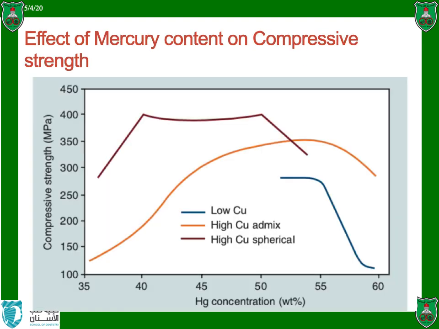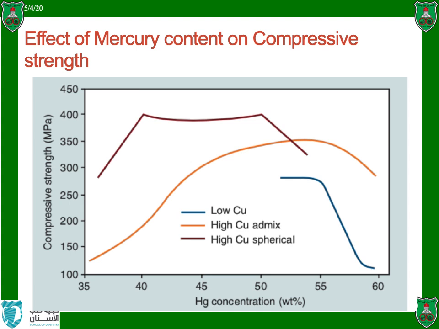Also the mercury content. We spoke about how much mercury we need for the different types of amalgam last time, either the conventional or the low copper, the high copper admixed or high copper spherical. In this graph you can see the first line in red. This is the high copper spherical material, and we said the high copper spherical material needs mercury in the range between 40 to almost 50. So from this graph you can see that at an amount of mercury less than 40 we will have low compressive strength, then the compressive strength will be high at 400 megapascal when the mercury content is between 40 to 50. After 50 the compressive strength will decrease again from 400 for example to 300.